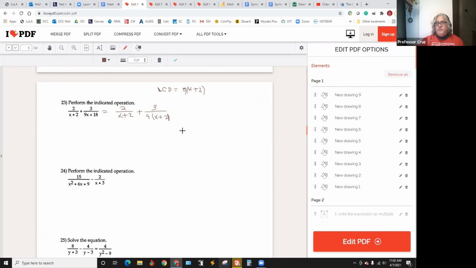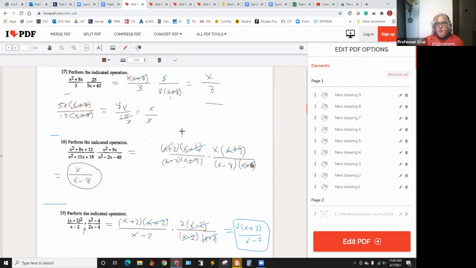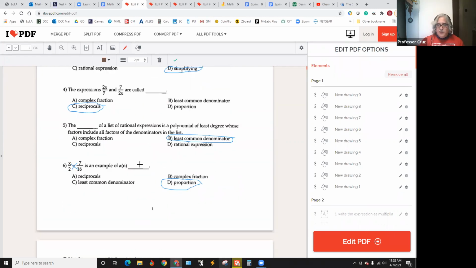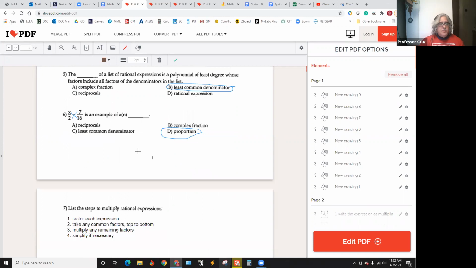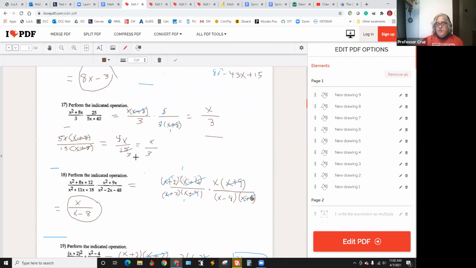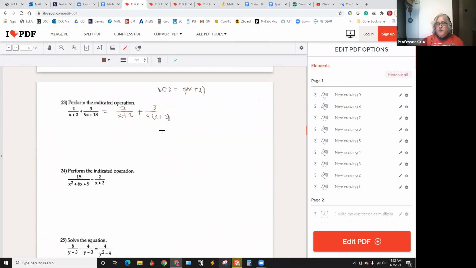All right. And there was a way of putting that up here that they wrote. It says the least common denominator of a list of rational expressions is a polynomial of least degree whose factors include all factors of the denominator. All right. Now they say list here, but that just means addition or subtraction. That's the only time you need that LCD. So there's your LCD.